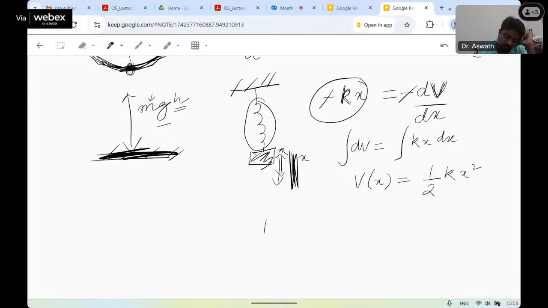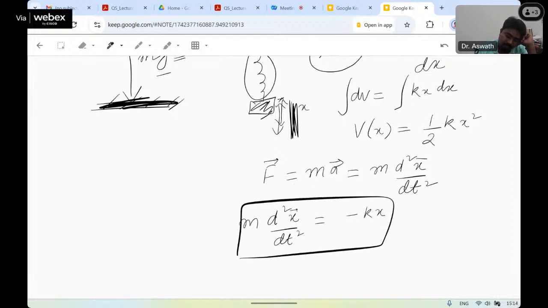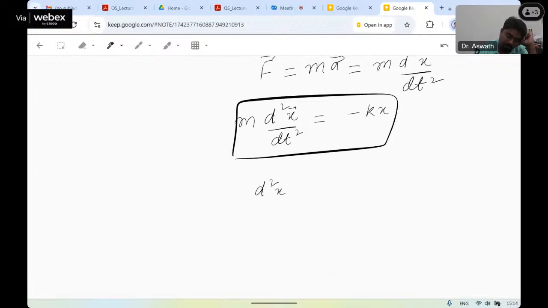Now, when I am stretching, I am applying some force, which creates some acceleration, Newton's second law that we saw yesterday, which I can write as m into d square x by dt square. Now equate m d square x by dt square to the force, which here is minus kx. So you simplify this equation into integrable form: d square x by dt square plus k by m into x is equal to 0. Let me ignore the vectorial form for the time being.